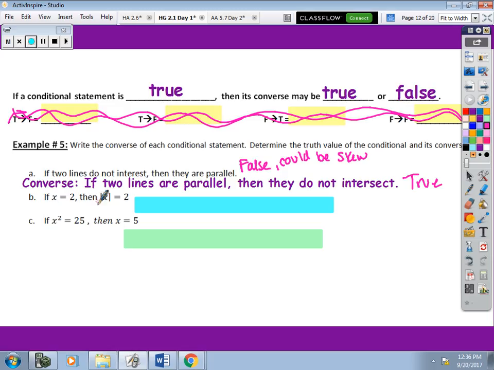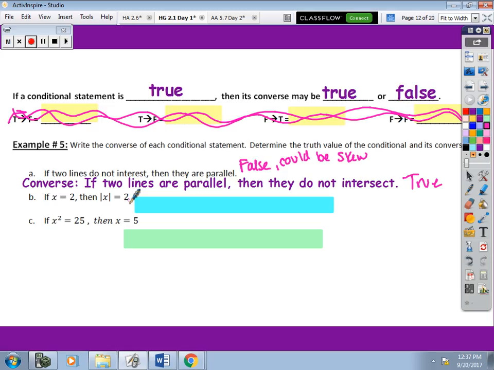Let's test this one first. If x equals 2, then the absolute value of x equals 2. Is the original statement true or false? Be careful. It is true. Now some of you that are saying false are thinking -2. That is going to be the converse. That'll be your counterexample for the converse.